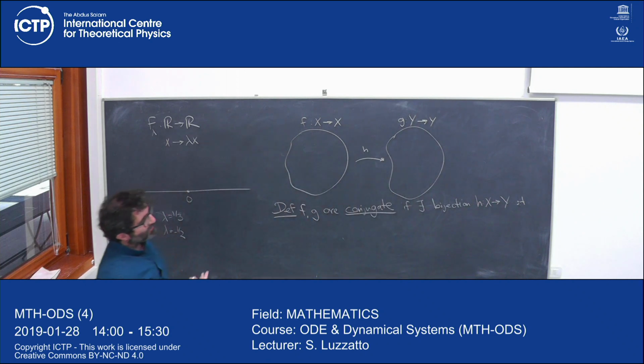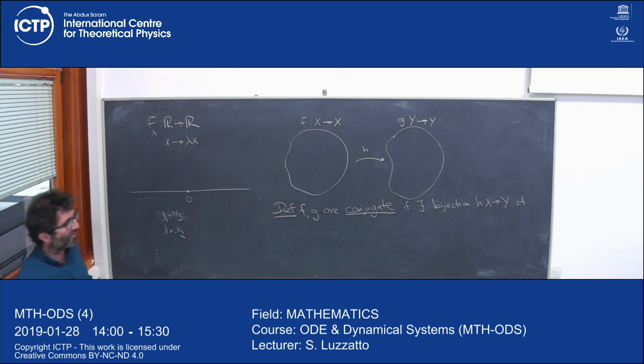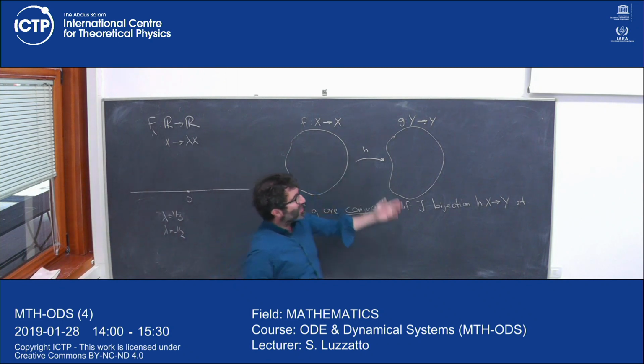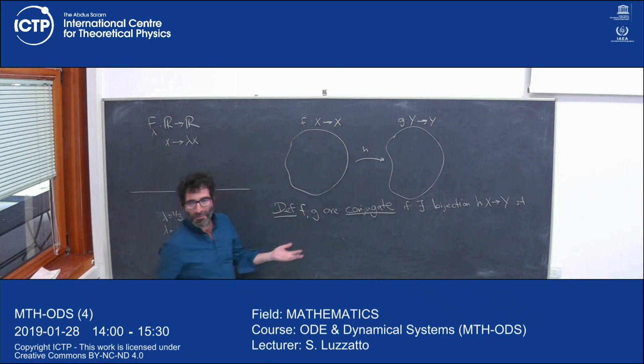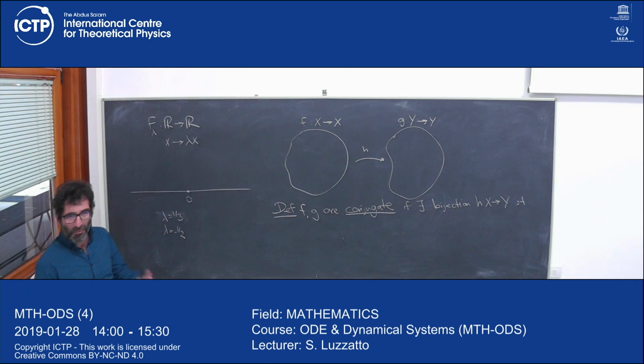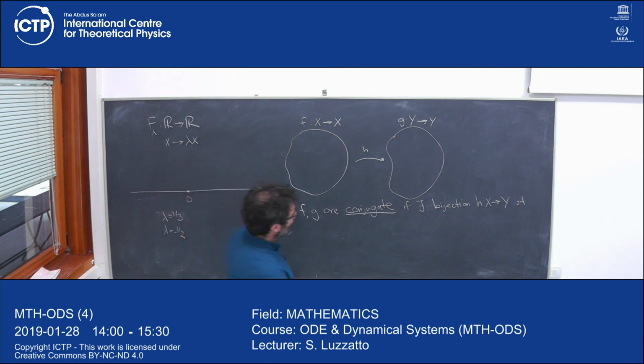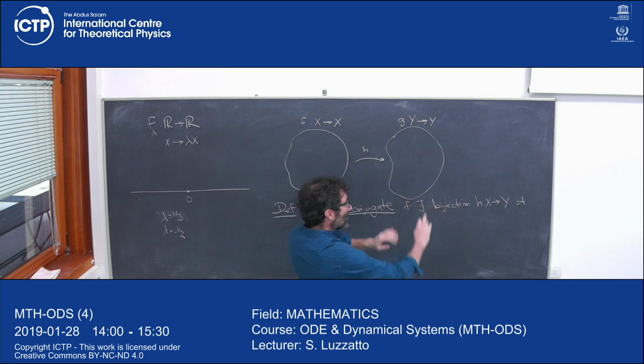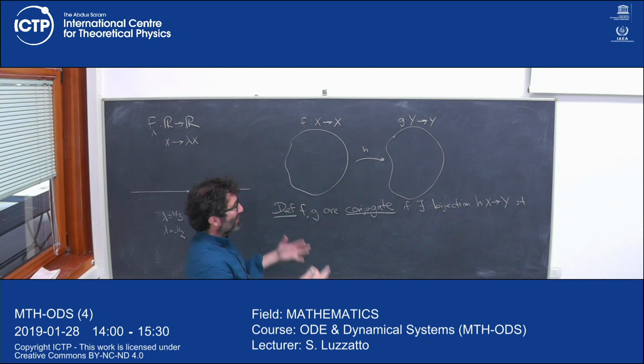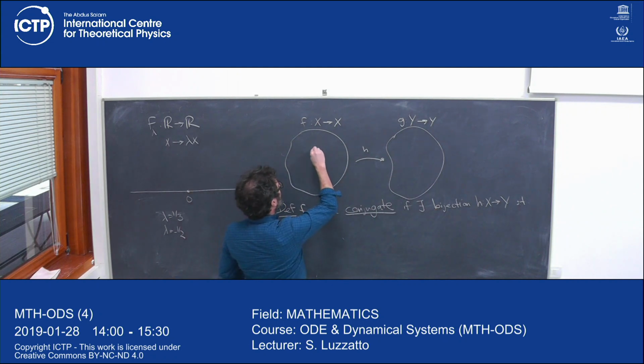So first of all, there exists a bijection. There should at least exist a bijection. If the two spaces are such that you cannot have a bijection between them, you cannot even hope that the dynamical systems are the same, right? So the spaces have to be at least, to some extent, kind of equivalent. And then, what do we really want?